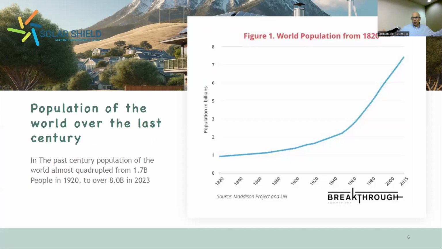A picture of the population. So most of us here, and I definitely consider myself one of your generation, saw in the past 100 years the population of the world quadruple. In 1920, somewhere under 2 billion. Today, 2020 plus, we are over 8 billion. This is amazing growth.